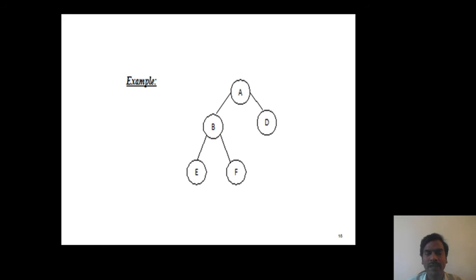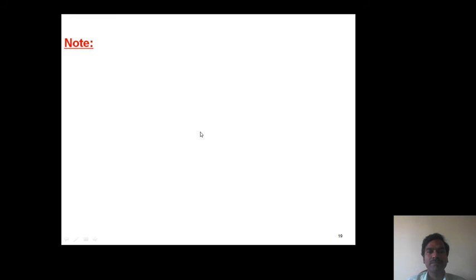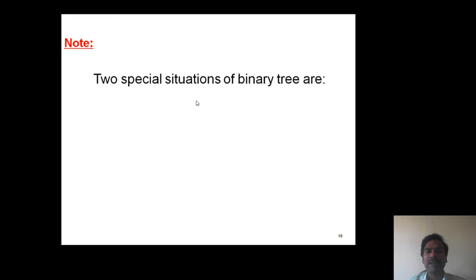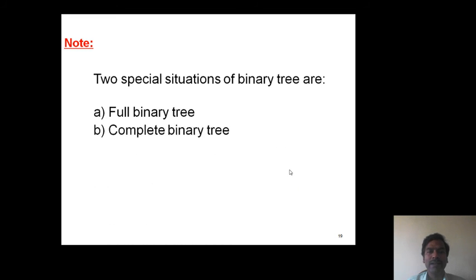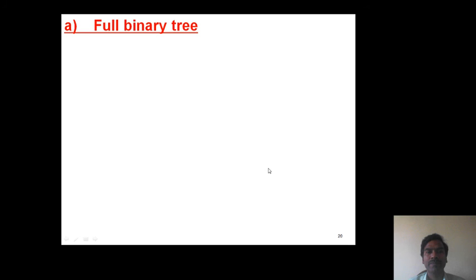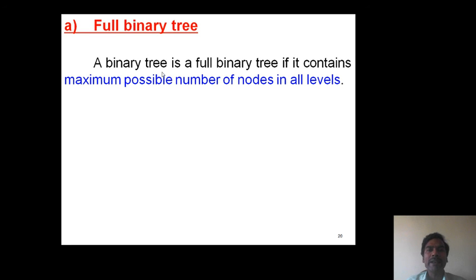Okay? Now, in binary trees, there are two special kinds of binary trees available: full binary tree and complete binary tree. The first one, full binary tree. A binary tree is said to be a full binary tree if it contains the maximum possible nodes in all levels.